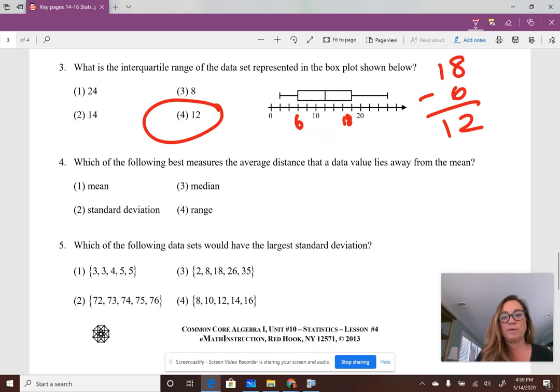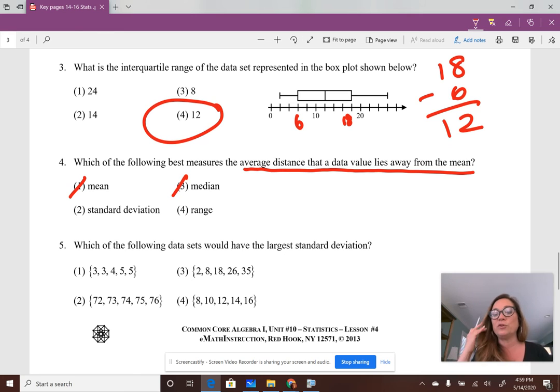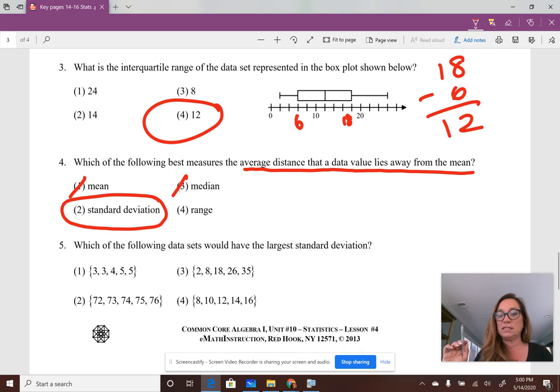Which of the following best measures the average distance that data lies away from the mean? Obviously, it's not the mean and it's not the median because those are measures of center. So what works better for average distance from the mean would be standard deviation. Range is the distance from the highest to the lowest.